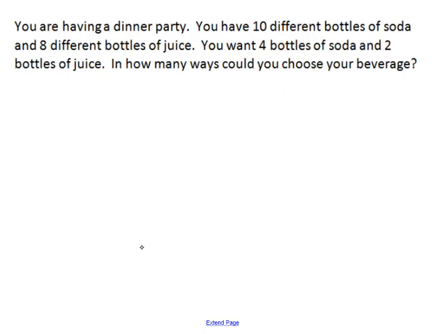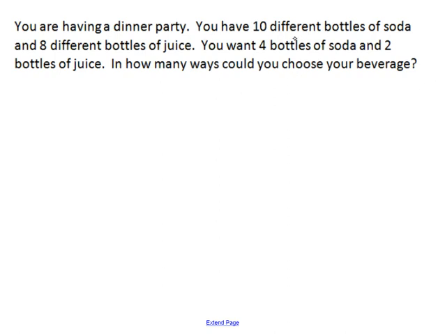You're going to have a dinner party. There are 10 different bottles of soda and 8 different bottles of juice. You want to have 4 bottles of soda and 2 bottles of juice sitting out on the table, right? You can't fit all of them out on the table for your party guests at once, so you just put a couple out at a time. And you know that people prefer soda over juice. So how many ways could you choose your beverages?